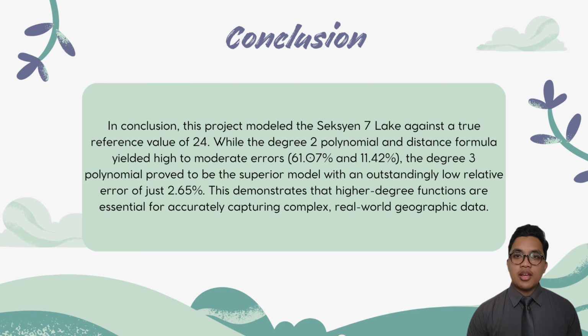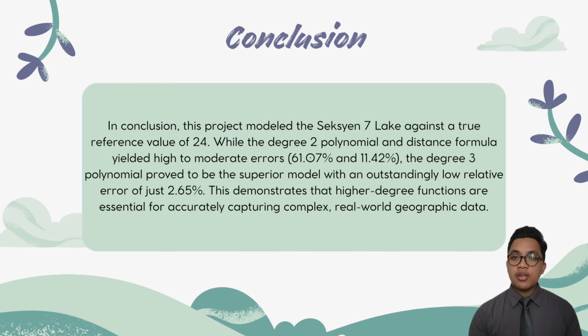My name is Muhammad Aziz Zaid bin Amiruddin. To understand why this error occurs, we have to look at the lake's actual geography. The distance formula and the degree 2 polynomial have much higher errors because they are mathematically too rigid. A degree 2 equation essentially just gives a simple parabola, which cannot accurately capture the irregular borders of a natural body of water.